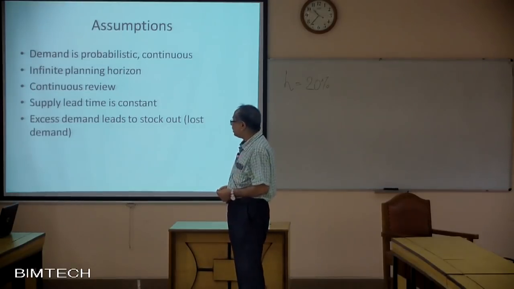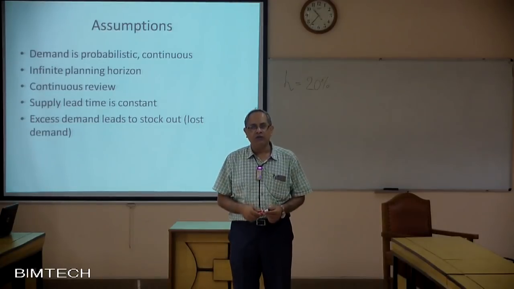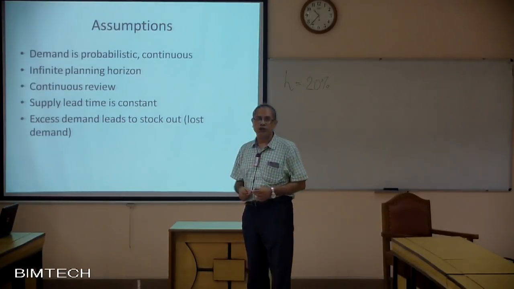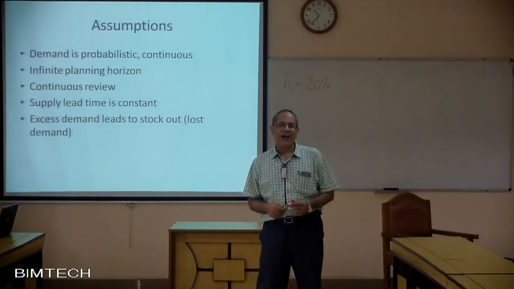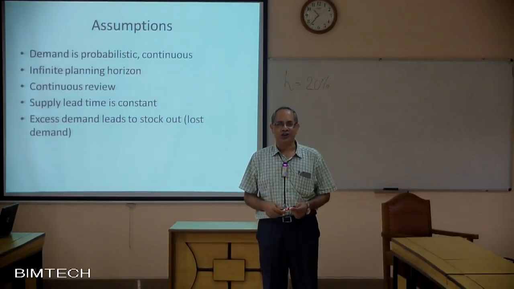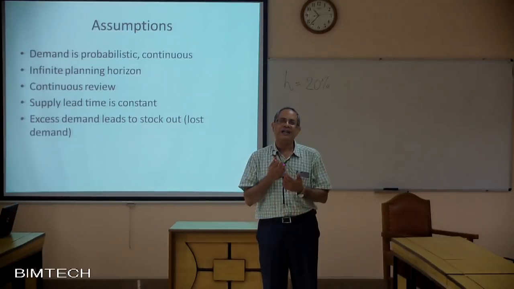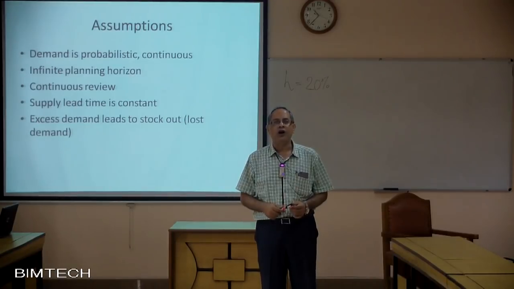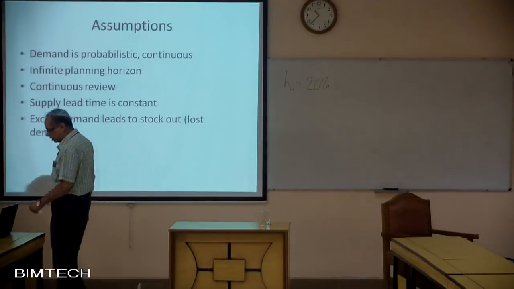We are assuming that the supply lead time is constant, although that is not a realistic assumption, but for the time being, we will live with this. And then finally, you remember in EOQ, there were no shortages that were allowed, but in this case, obviously there are shortages, and shortages are in the form of lost order, which means that if there is a shortage, and the customer doesn't find what the customer is looking for, then that sale is lost forever, something that we call a stock out. Okay, so with these assumptions, let's move forward.